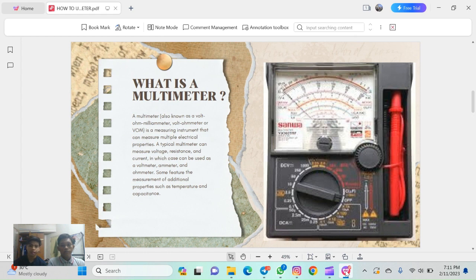What is a multimeter? A multimeter, also known as a volt-ohm-milliammeter, volt-ohm meter, or VOM, is a measuring instrument that can measure multiple electrical properties. A typical multimeter can measure voltage, resistance, and current, in which case it can be used as a voltmeter, ammeter, and ohmmeter. Some feature the measurement of additional properties such as temperature and capacitance.